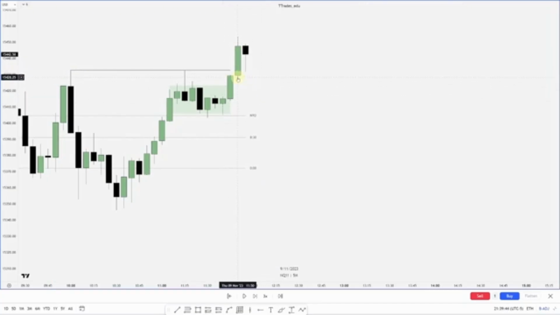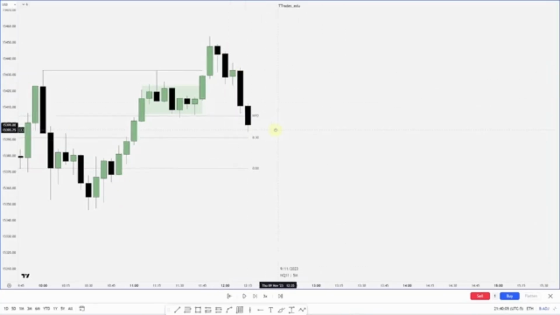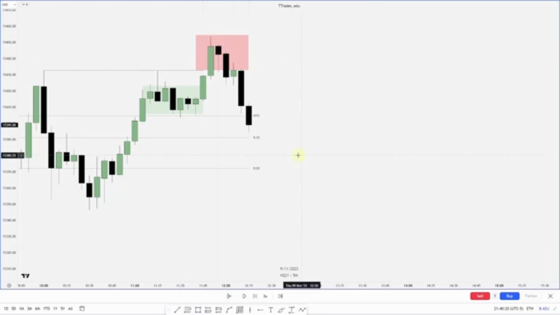Now, if we want this to be a manipulation, what do we want to see next? We want to see displacement back into the range and breaking structure or changing the state of delivery. Or if you've seen my box setup, aggressive out and aggressive back into the range. So let's see what happens next. And there we get aggressive displacement down. If we weren't to get this aggressive displacement down, then it's likely to continue higher. So let's go ahead and mark out our manipulation. So here is our manipulation, and if we mark out our change in state of delivery, it would be right there, and our market structure shift would be right here.